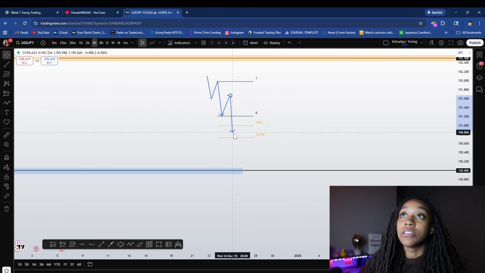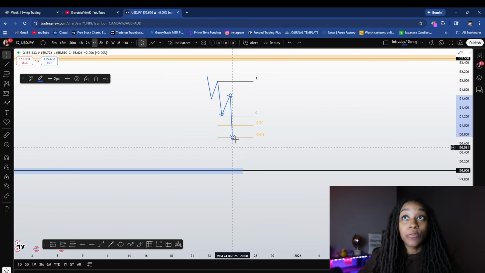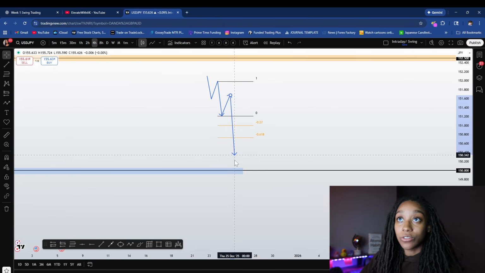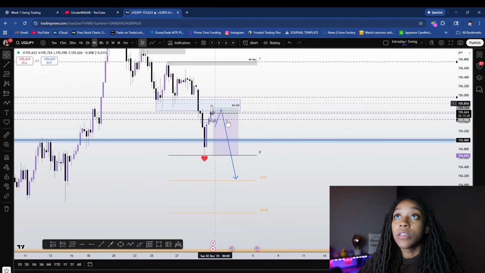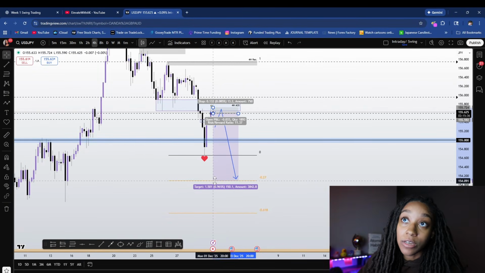I could hold my trade to the 61. If you trade psych levels, you could even hold it to the next psychological level, right? And that's typically what I like to do. First target, liquidity. I expect it to get to the 27 if we continue to be bearish. So here's the 27 right here.